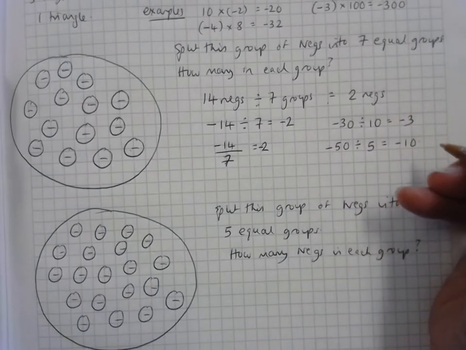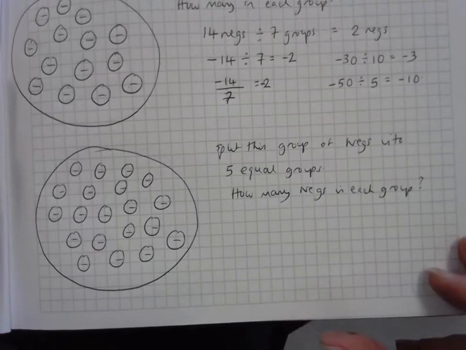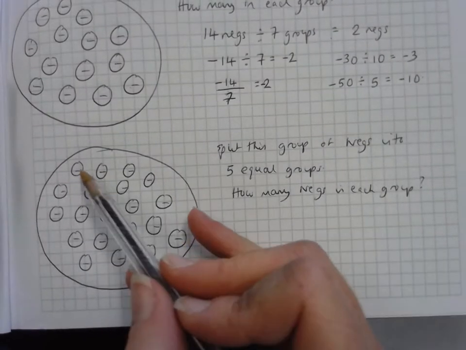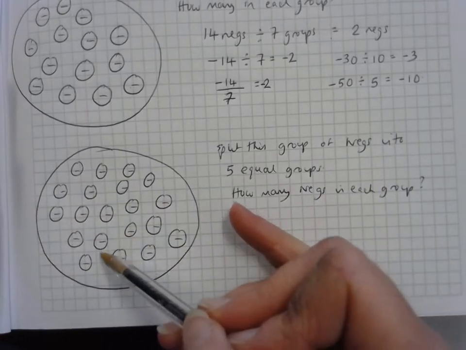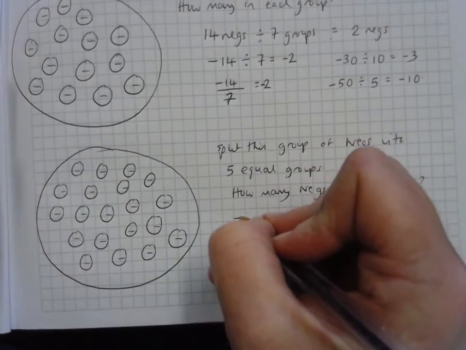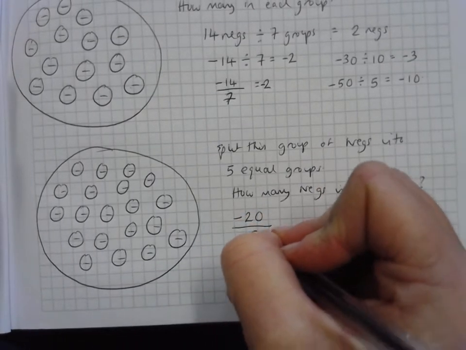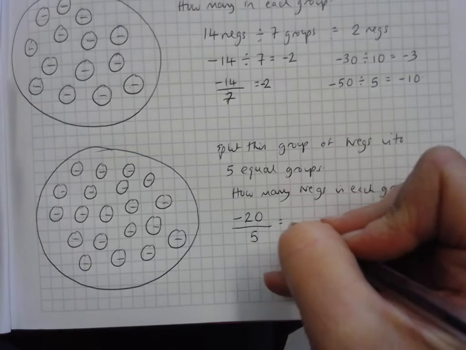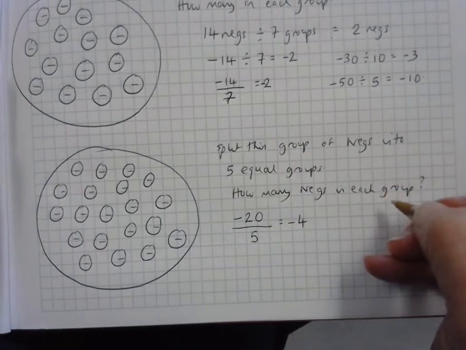Here's one more. Split this group of negs into 5 equal groups. How many negs in each group? So 1, 2, 3, 4, 5, 6, 7, 8, 9, 10, 11, 12, 13, 14, 15, 16, 17, 18, 19. Oh, actually, there's 20 here. So there's 20 negs. I've got to divide them into 5 equal groups. So how many in each group? There's 4 negs in each group. Minus 20 divided by 5 is minus 4.